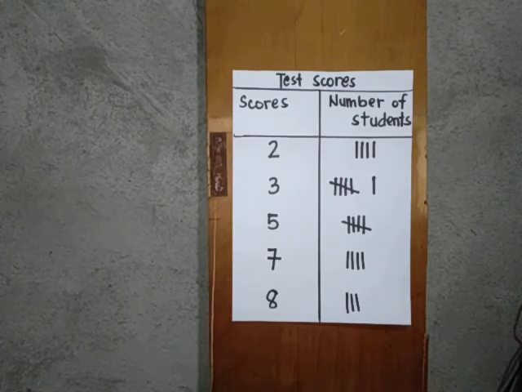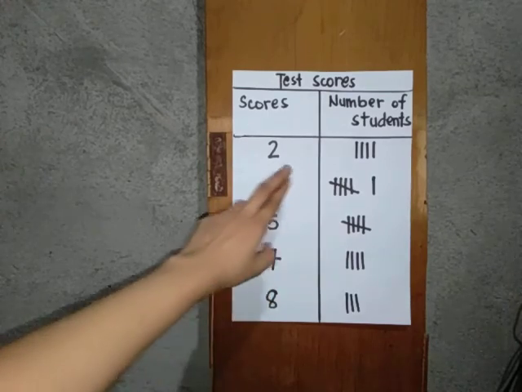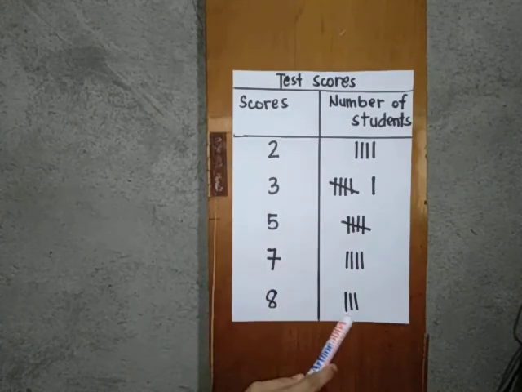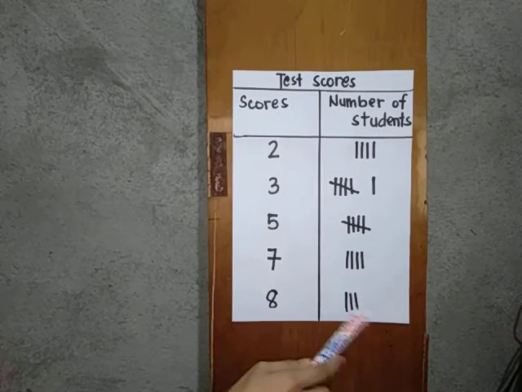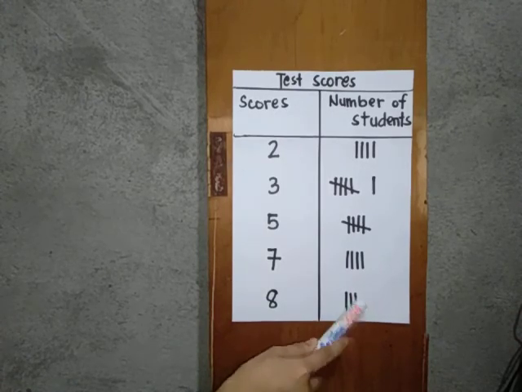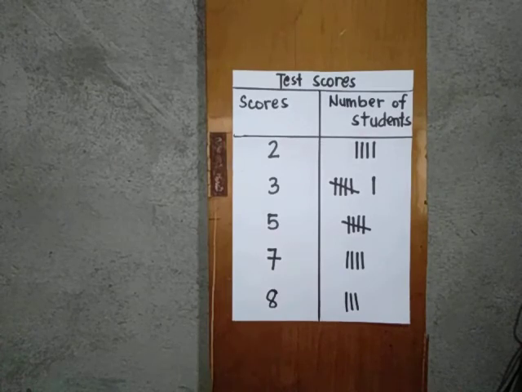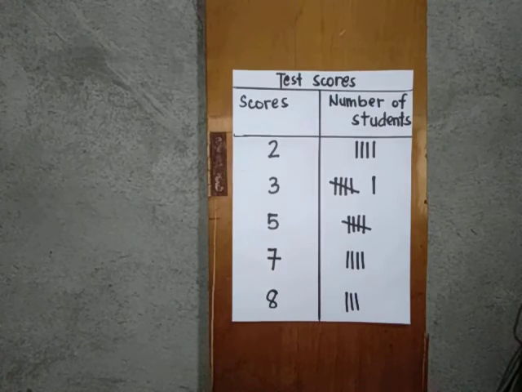And the least common score in the class. So what is the least common score in the class? If we observe the table, this number of students has the least. So there are 1, 2, 3, meaning there are only 3 students who got 8 as their score in their test. Okay, again, thank you for watching our online videos, and I hope you get our lesson for today about organizing data.